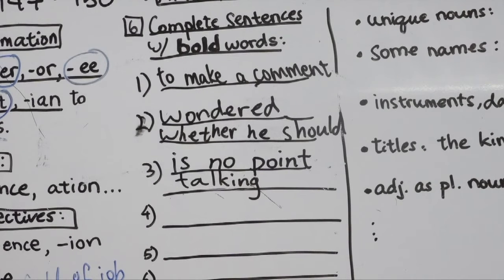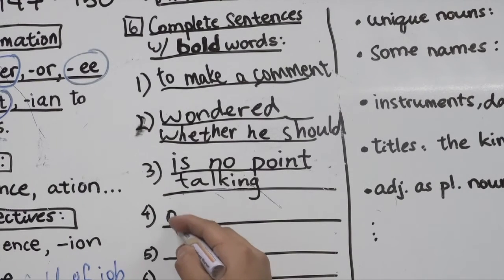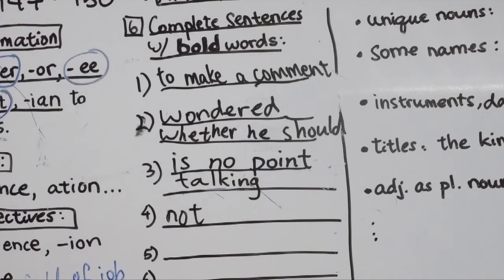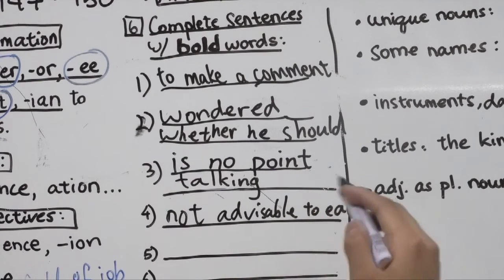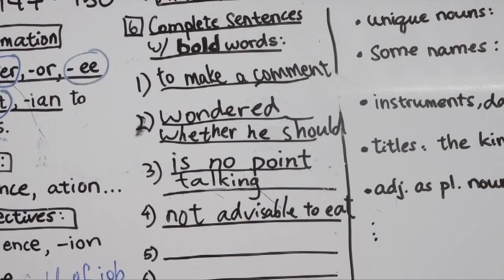All right, number four. I don't recommend eating at this restaurant. Advisable means you can advise someone to do something, right? But in this case, it's the negative. I don't recommend, so it's not advisable at this restaurant. Eating will become to eat, okay? So it's not advisable to eat. Now we have a pattern here I want you to look for later, and I will explain. What about number five?